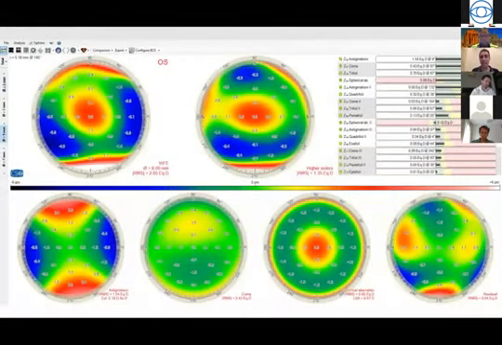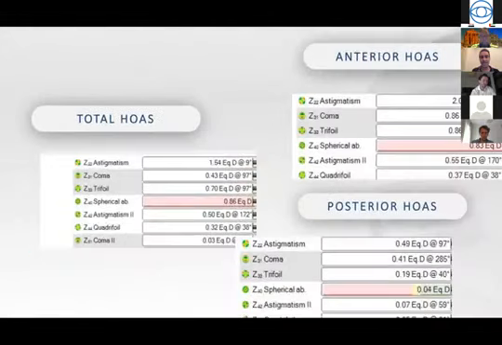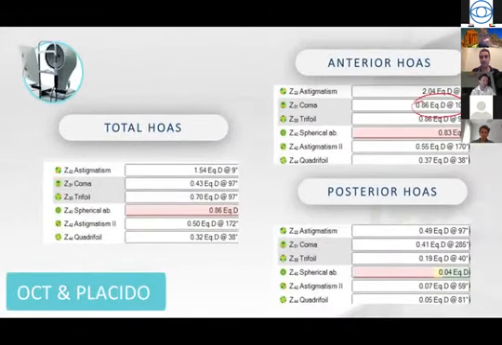This is the aberration map, the total corneal aberration map from the MS-39. And if you dissect the anterior, posterior, and total, you could see that the anterior coma is 0.86 diopter at 100. However, the posterior coma is 0.41 at 285. So it's almost 180 degrees opposite. And interestingly, that subtracts from the anterior, and the total is 0.43.